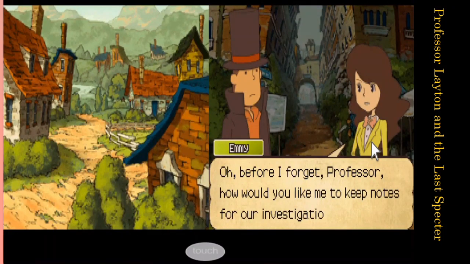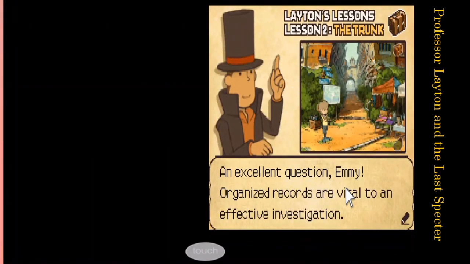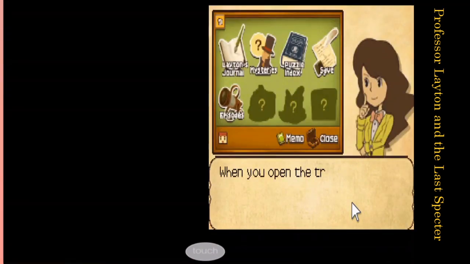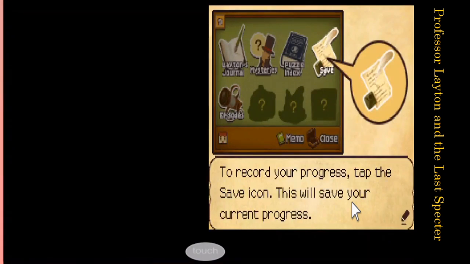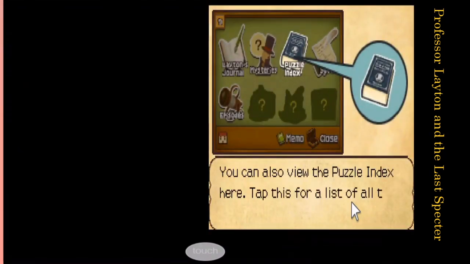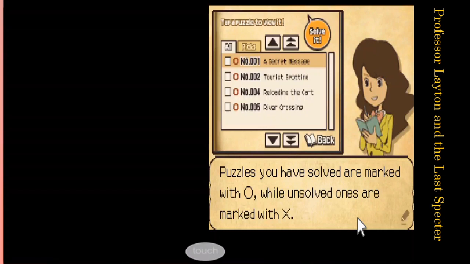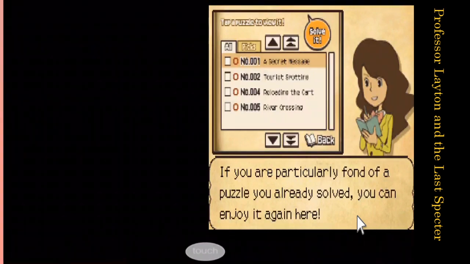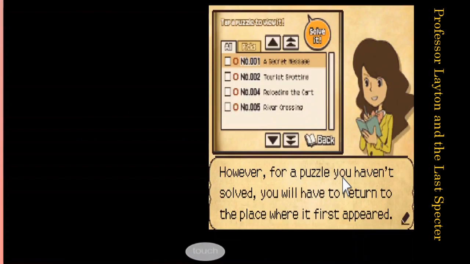Oh, before I forget, Professor, how would you like me to keep notes for our investigation? An excellent question, Emmy. Organized records are vital to an effective investigation. Tap the trunk icon on the upper right of the touchscreen. When you open the trunk, you will see several icons. To record your progress, tap the save icon. This will save your current progress. You can also view the puzzle index here. Tap this for a list of all the puzzles you've seen so far. Puzzles you have solved are marked with O, and the unsolved ones are marked with X. If you are particularly fond of a puzzle you already solved, you can enjoy it again here. However, for a puzzle you haven't solved, you will have to return to the place where it first appeared.